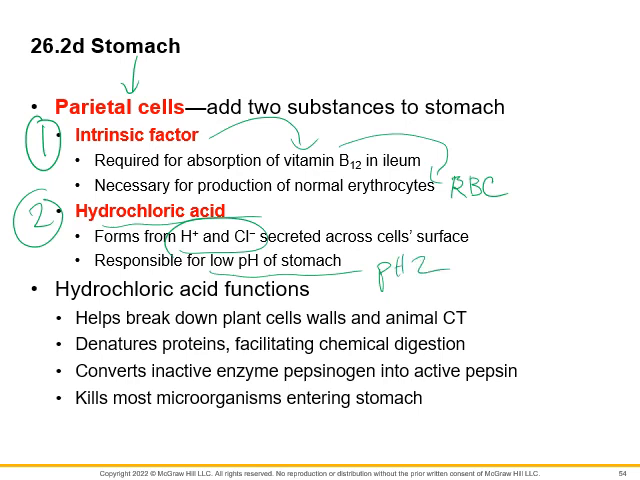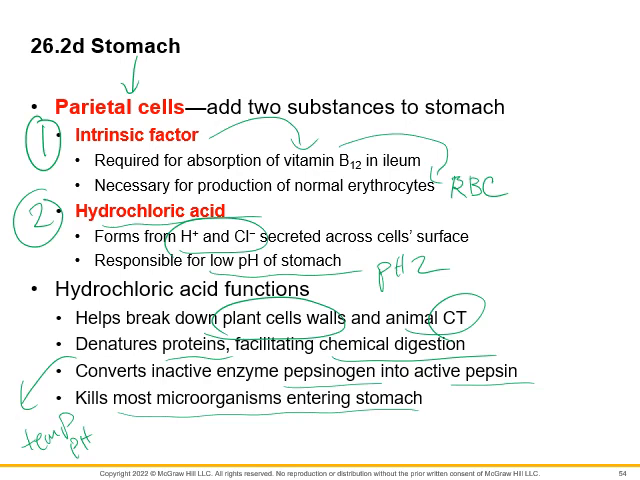The hydrochloric acid is going to help break down plant cell walls and animal connective tissue, and denature proteins. Remember, proteins function at specific temperatures and pH, and they can be broken down. Chemical digestion is going to happen. We're also going to activate pepsinogen into the active form, pepsin. So we've seen this kind of inactive enzyme that has to be activated. We saw it with the clotting factors, right? Intrinsic, extrinsic. And this also kills a large majority of the microorganisms that would be entering the stomach mixed in that bolus with the food that you consumed.